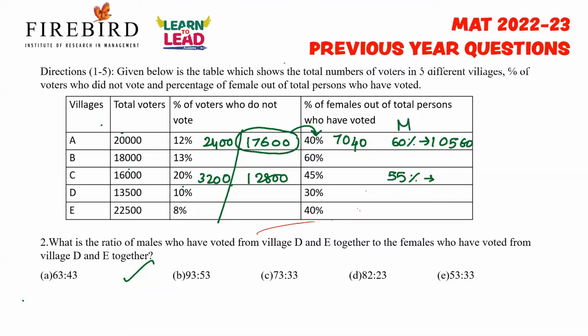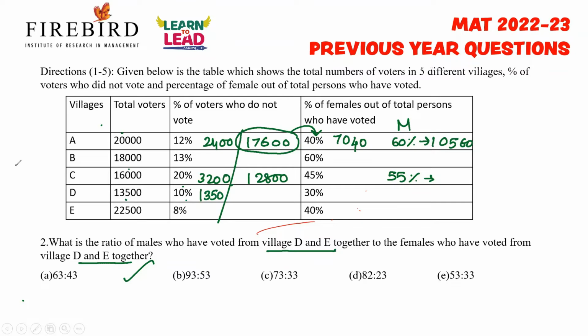Yes. Now, see the next question. What is the ratio of males who have voted from village D and E together to the females who have voted from village D and E together? See, ratio of males who have voted from D and E together. First, we have to calculate the total number of persons who have voted from D and E together. So, it is enough if I calculate what is 10% of 13,500? It is 1,350. And remaining 90% of the voters are voted. Okay, so can you tell me what is 90% of 13,500?